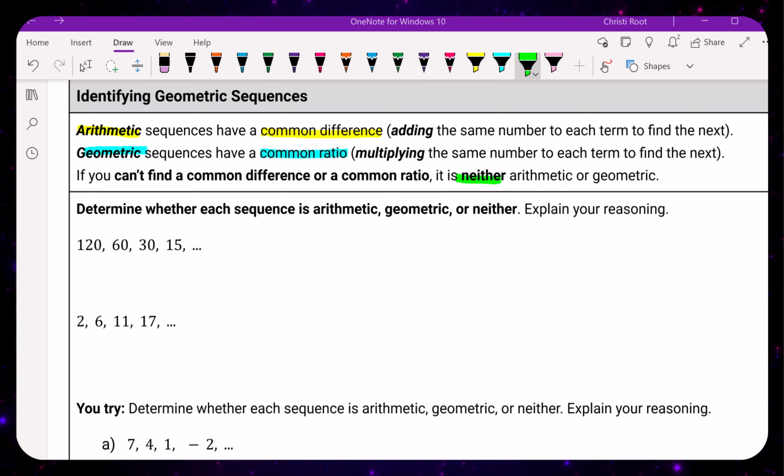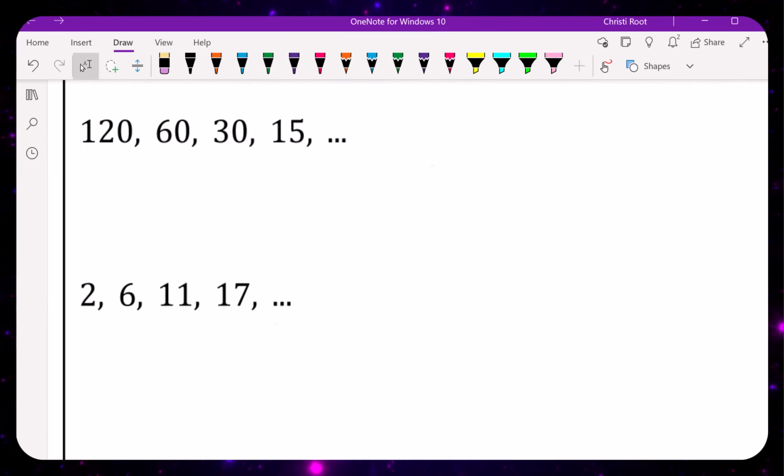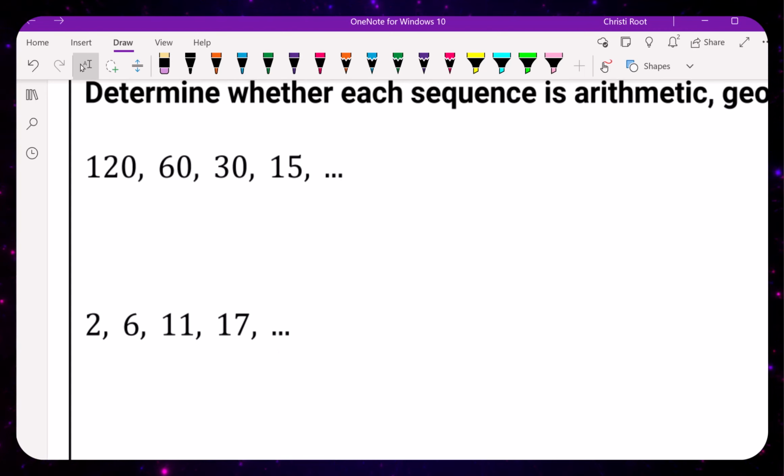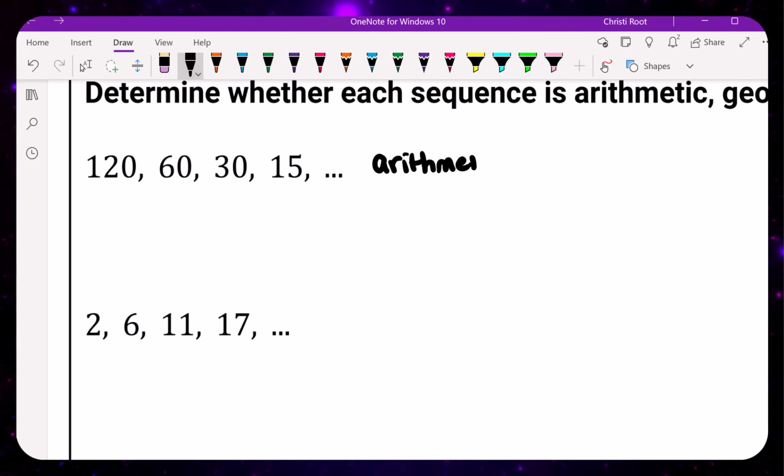So I like to say work smarter, not harder. Instead of just blindly going into it, checking for a common difference and then a common ratio, I need you to look at the sequence and see if you can figure out if we're adding the same amount. Now, if you start with 120 and you go to 60 and then you go to 30, that difference is absolutely getting smaller and smaller. So I absolutely know that this is not arithmetic. I'm not even going to show it to you because you can do this in your head. This is plus negative 60 and then this is plus negative 30. So I'm not even going to write it down.